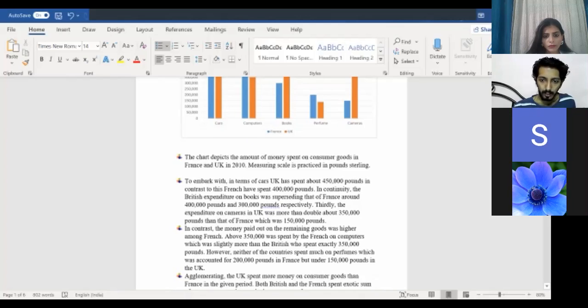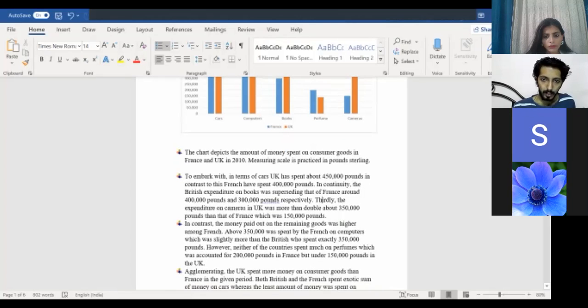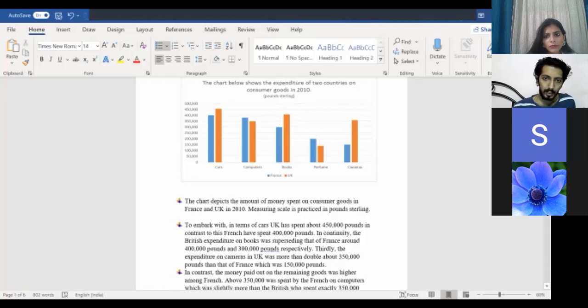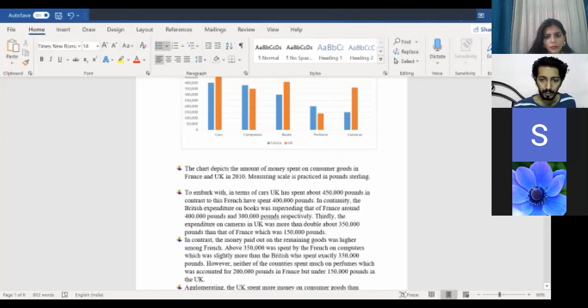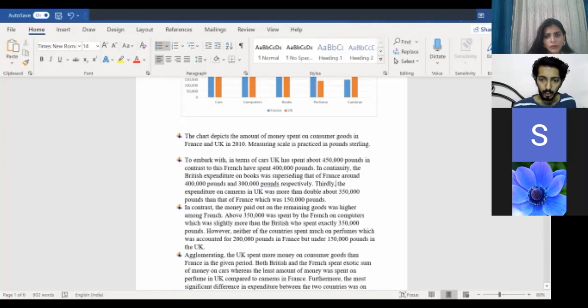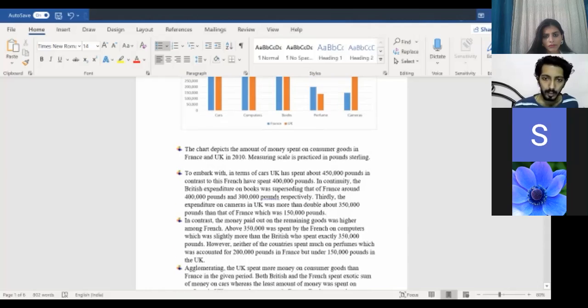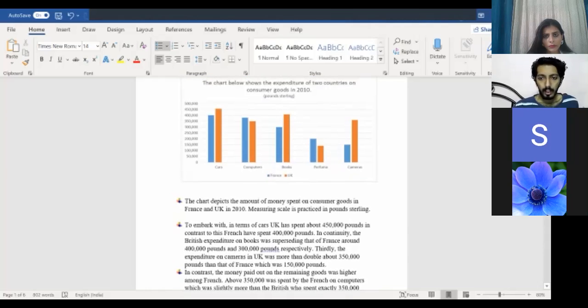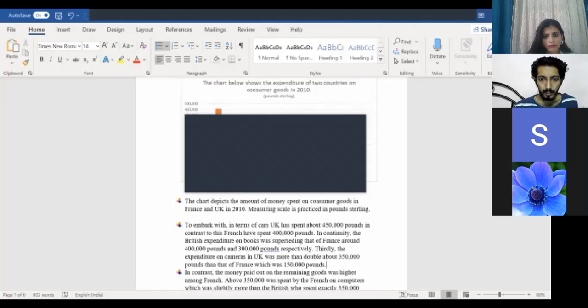So that's one thing. Then what did I do after cars and books? मुझे जो ये significant points लगे थे कि how UK is spending more on cars and books, and उसके विपरीत में France is spending less. Then I went to the third point. I used a cohesive device. Thirdly, keep this all in a continuity. Okay, the expenditure on cameras in the UK was way more than double. Again, there is a significant point. Like France is just spending 150.